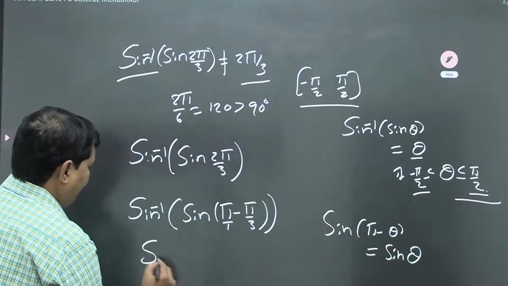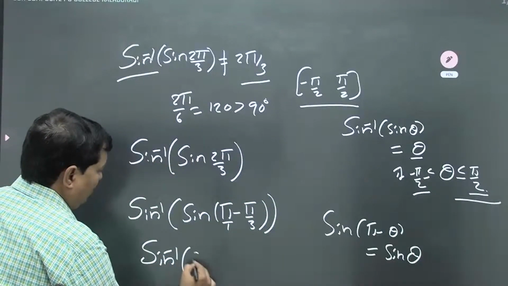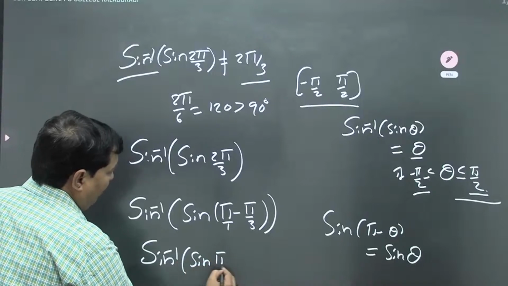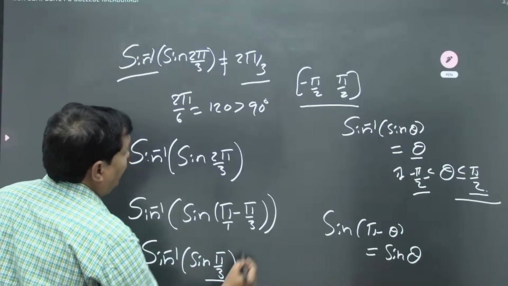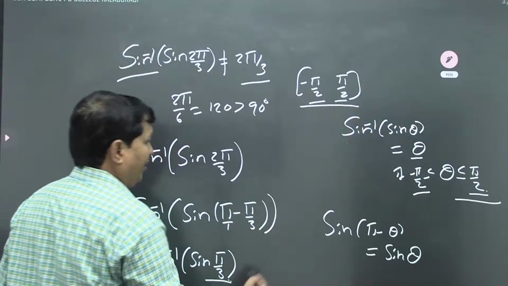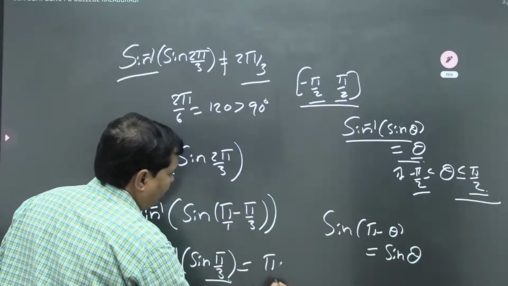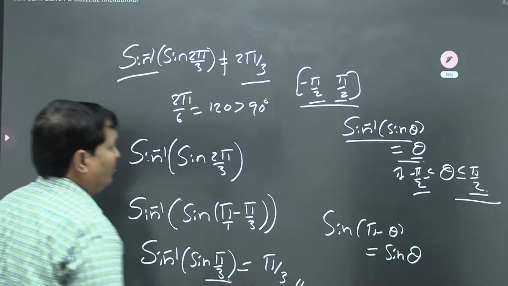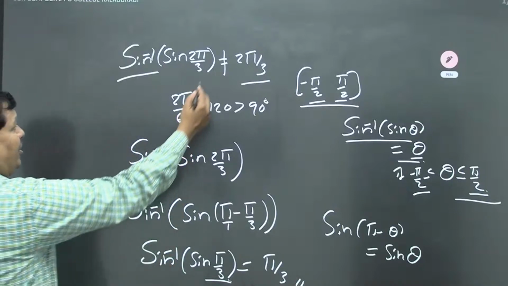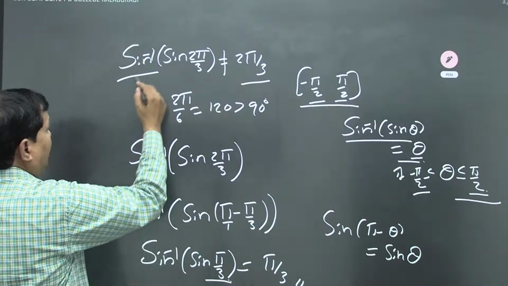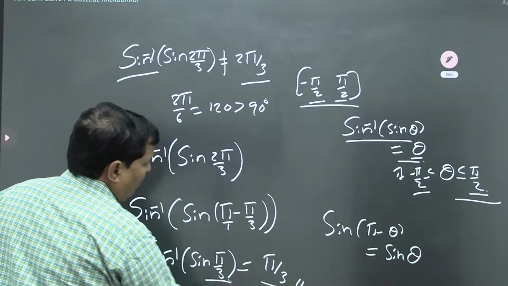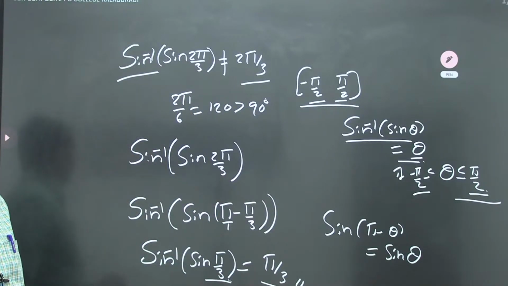Therefore, we can write it as sine inverse of sine pi by 3. Now it lies between minus pi by 2 and plus pi by 2. Therefore, by using this property, you can write it as pi by 3 or 60 degrees. In this way you have to write the answer. Directly you cannot write 2 pi by 3. Sine inverse of sine 2 pi by 3 equals pi by 3 is the answer. In this way you have to find the value of inverse trigonometric functions. Second question.